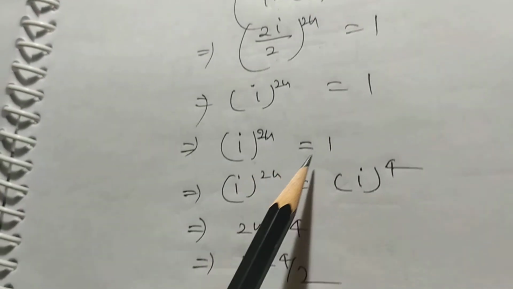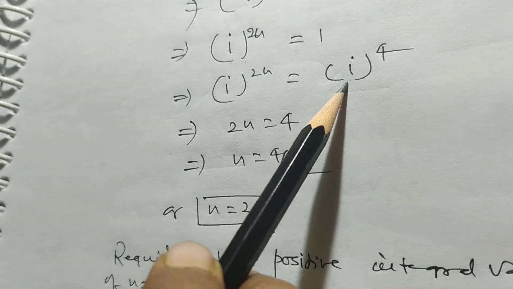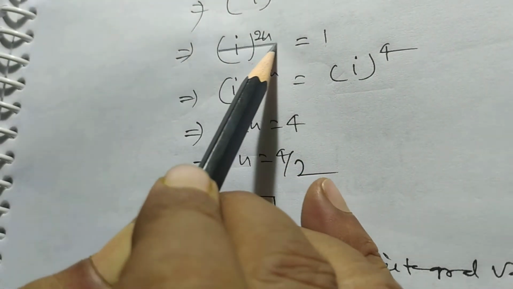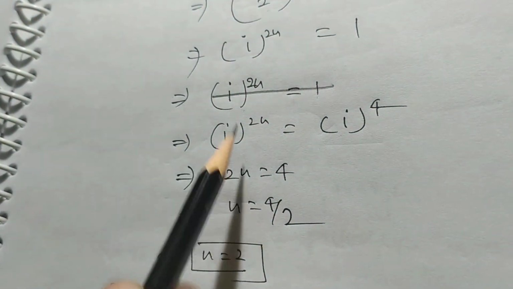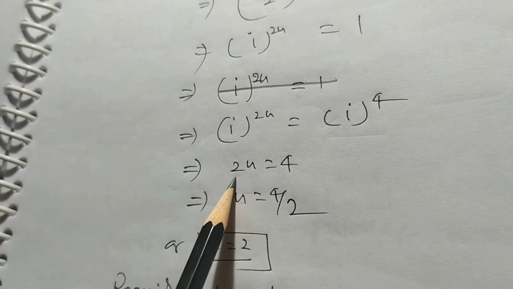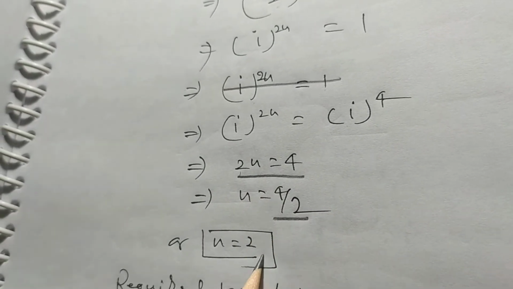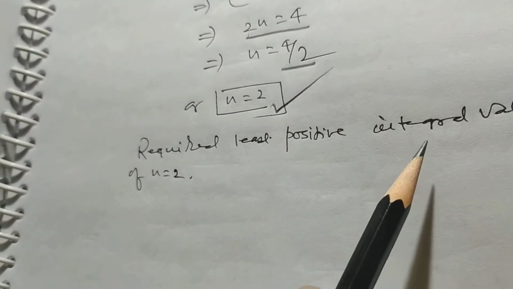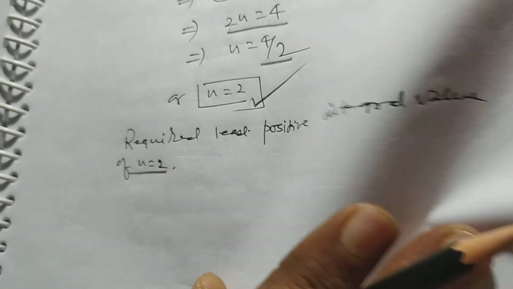And i to the power 2n is equal to 1 can be written as i to the power 2n is equal to i to the power 4. So now this line is nothing but repetition of the above step, so you can leave this step. So 2n is equal to 4, n is equal to 4 by 2, so n is equal to 2. So the required least positive integral value of n is 2. My dear students, in this way we can solve this type of problem.